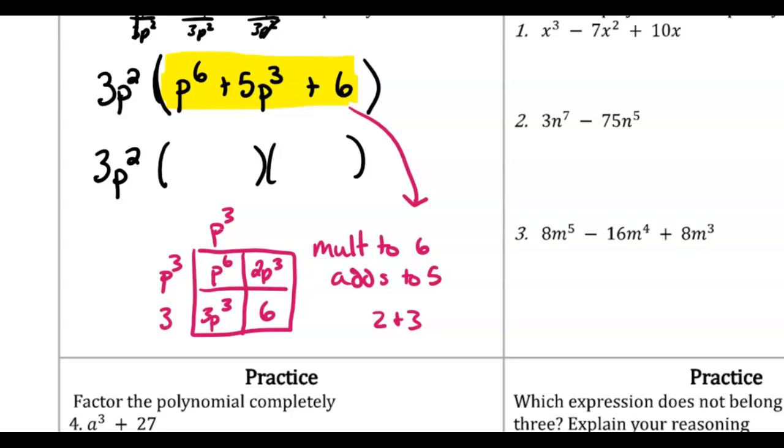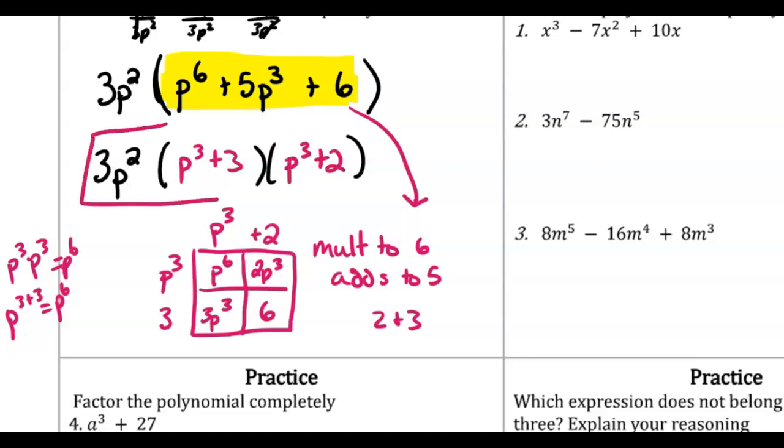This is p cubed, because p cubed times p cubed does make p to the 6th. When you're multiplying and they have the same base, you add the exponents. You do 3 plus 3. That's how that works. And then a 2 comes out of this one. So it's p cubed plus 3 and p cubed plus 2. And all of this combined, don't forget that 3p squared out in front, is your answer fully factored.